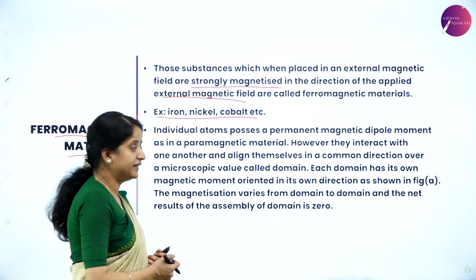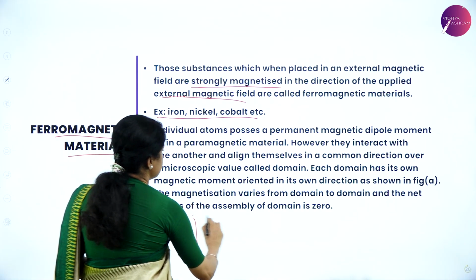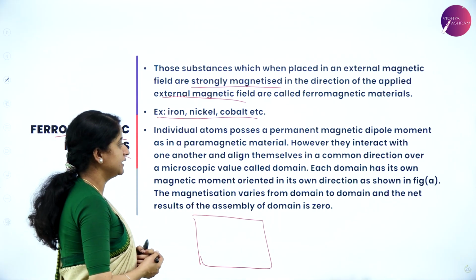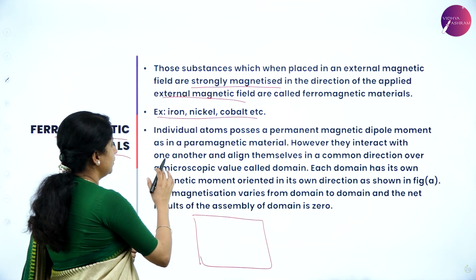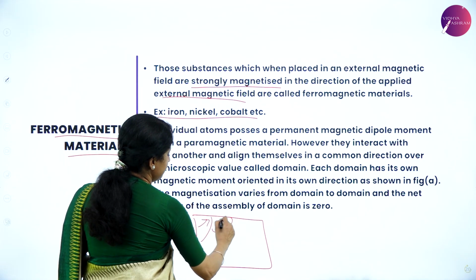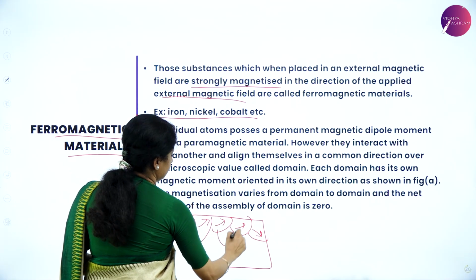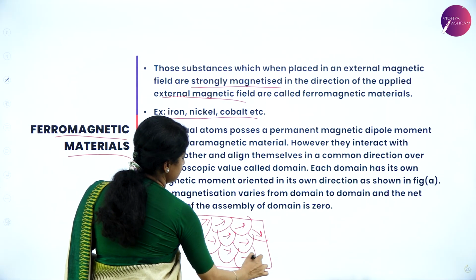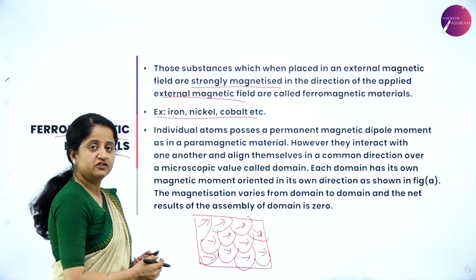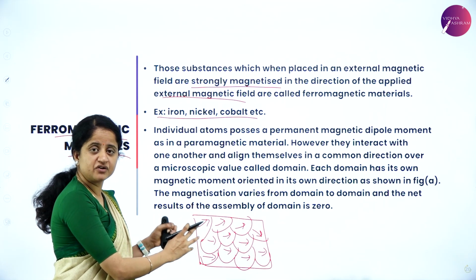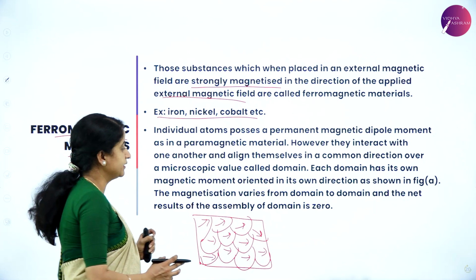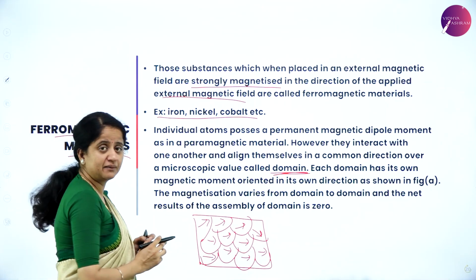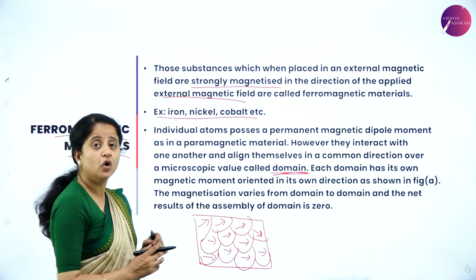In the case of ferromagnetic materials, the individual atoms possess a permanent magnetic moment like in paramagnetic materials. However, they interact with one another and align themselves. Say for example, I have a number of atoms in the material. They interact with each other and they align themselves. This interaction and alignment of atomic particles, under a microscopic view, we call a domain. Each domain has its own magnetic moment oriented in its own direction.